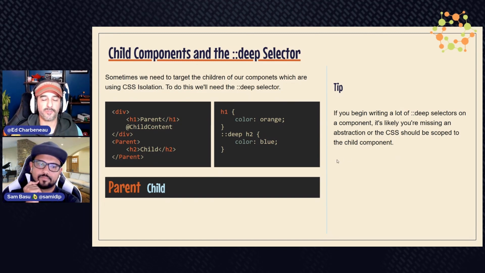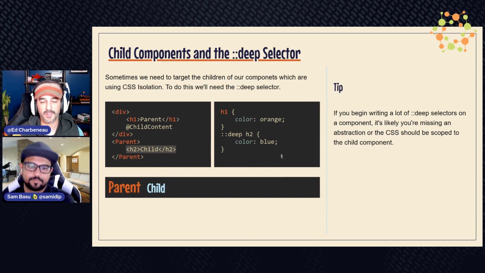Now, if you find yourself writing a whole lot of deep selectors for a component, it's likely that you're missing some abstraction somewhere, and the thing that you're scoping deep on over and over again probably needs to be broken into its own component and have its own CSS isolation. So it's easy to detect a code smell if you see yourself writing this deep selector a lot. So you probably need to take whatever this child information is and create components out of it. So keep an eye out for that.